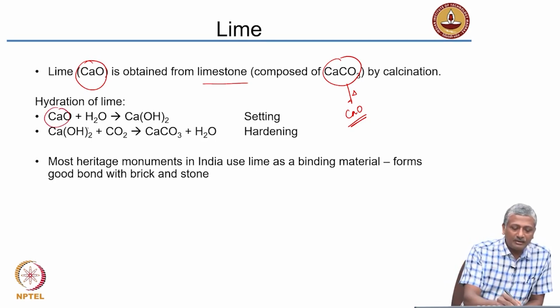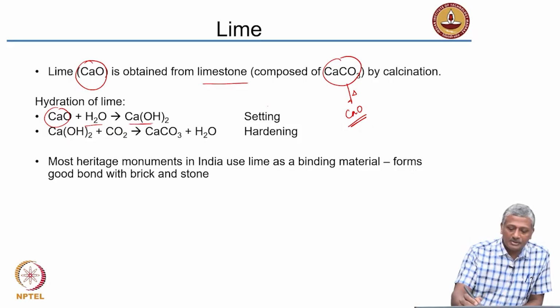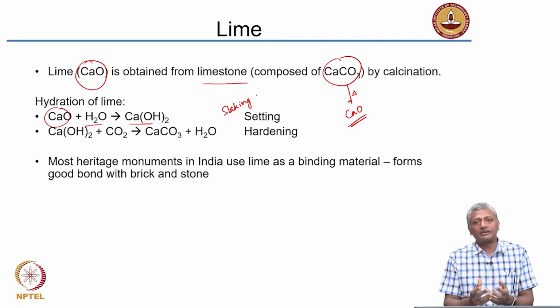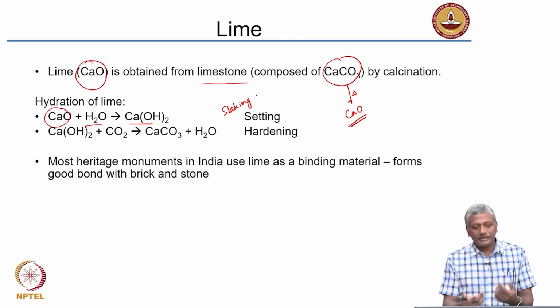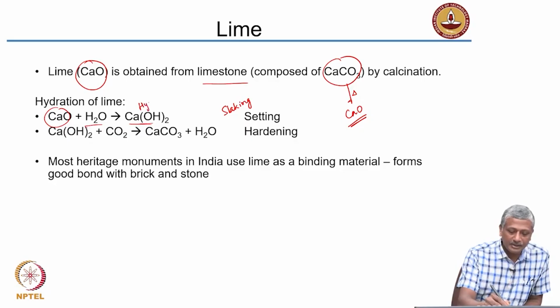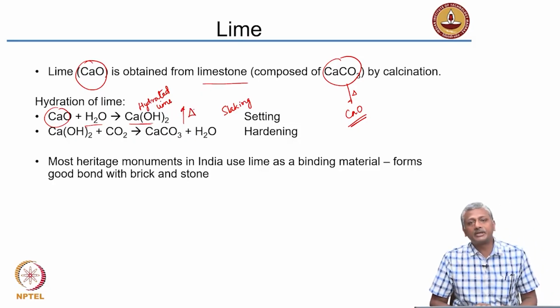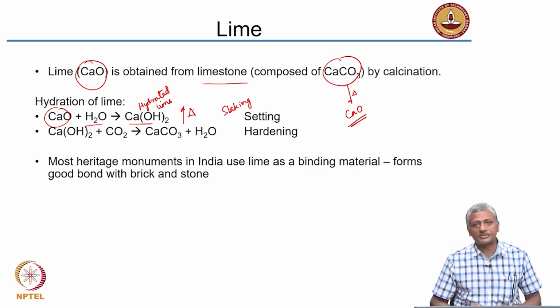This calcium oxide reacts with water and forms calcium hydroxide. This process is called setting. We also know it as slaking, right? So the combination of lime with water results in formation of hydrated lime. This calcium hydroxide is hydrated lime, and this reaction evolves a lot of heat. It's an exothermic reaction, a lot of heat is generated in this process.